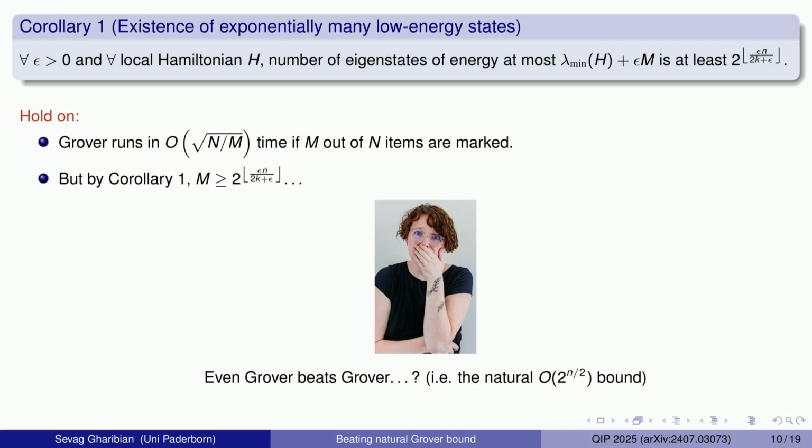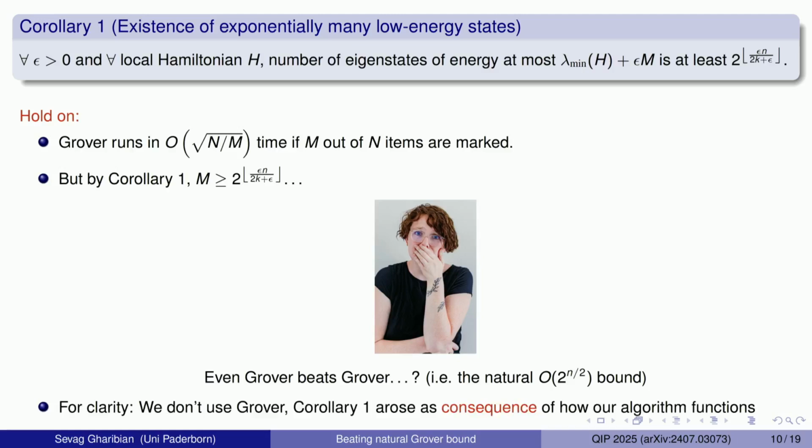And essentially, the answer is yes, right? The point is that what's surprising here is that even though the problem appears to have no structure a priori, it turns out that there's a very large degenerate subspace which has this type of energy bound. So if you were to even run Grover, you'd beat that natural n over 2 bound. Okay? But let me be clear, we don't use Grover in our algorithm. This is not how we came at it. This was a consequence of how we designed our algorithm, and the algorithm itself is very simple, as you'll see in a second.